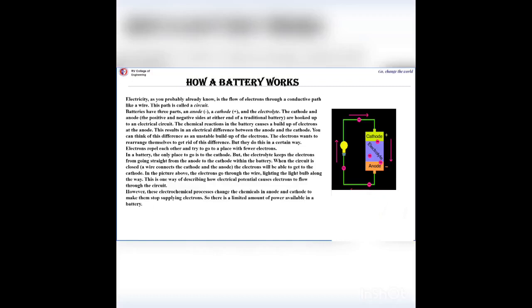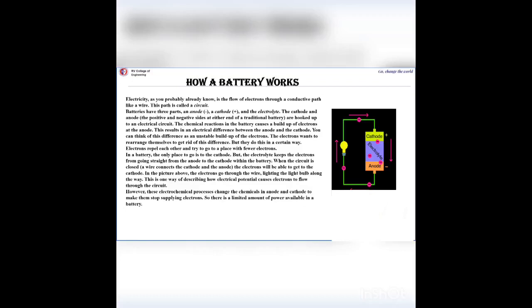Anode, cathode, and electrolyte are the three components that make up a battery. An electric circuit is connected to a cathode and an anode, the positive and the negative sides at either end of a conventional battery. A group of electrons at the anode results from a chemical reaction inside the battery. The anode and the cathode experience an electrical difference as a circuit.